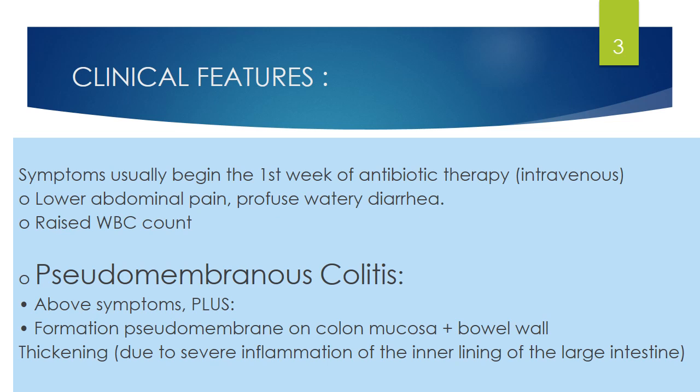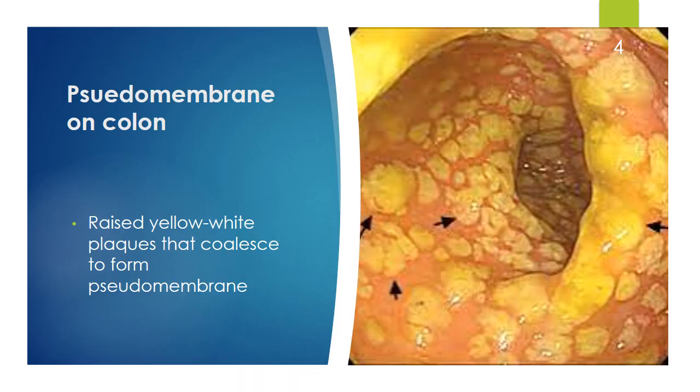Pseudomembranous colitis can also occur, which includes all the above symptoms along with formation of pseudomembrane on colonic mucosa, and there will be bowel wall thickening due to severe inflammation of the large intestine. As you can see in this picture, there are raised yellow-white plaques that coalesce to form pseudomembrane, and this occurs after the use of antibiotics.